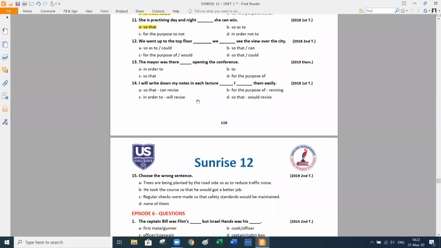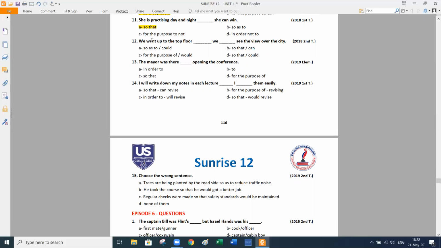And 12, we went up to the top floor, blank, we. Again, we have a subject here. And then a second blank, it means we need a modal verb. So again, we are looking for so that. A and C are wrong. B and D have so that. So both of them are possible. And both of them have modal verbs here. The first is present, the second is past form of can. So again, I need to look into the meaning.